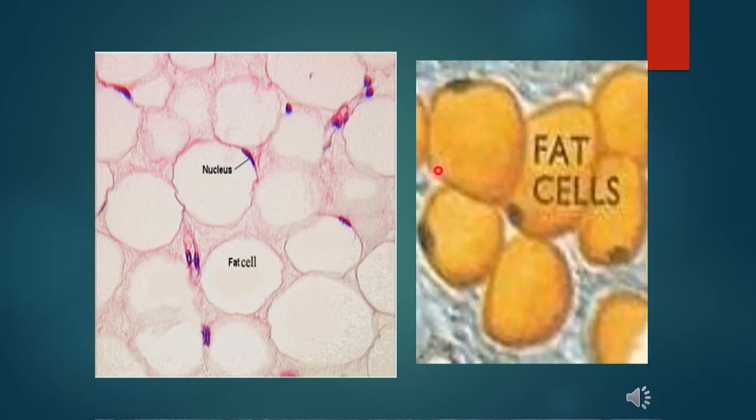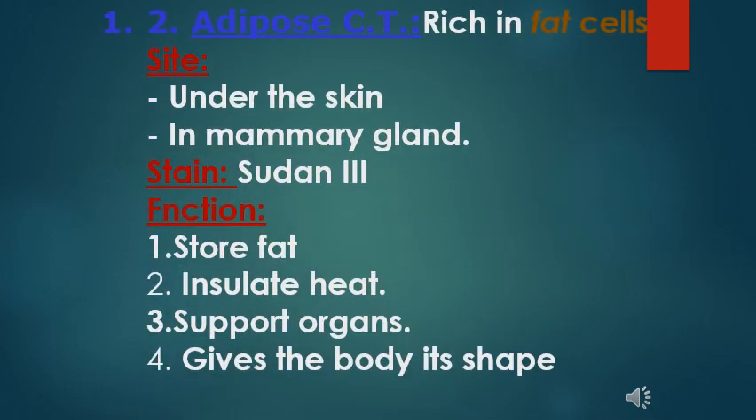The second type of connective tissue, where the fat cells are present, is called white adipose connective tissue. Guess what is the function of this type of tissue? Its importance: it is present under the skin and in the mammary gland and is stained with Sudan 3. It stores fat. Why? To insulate heat.